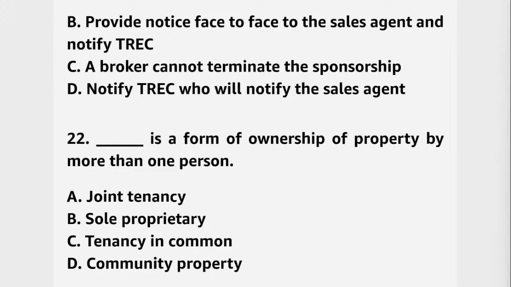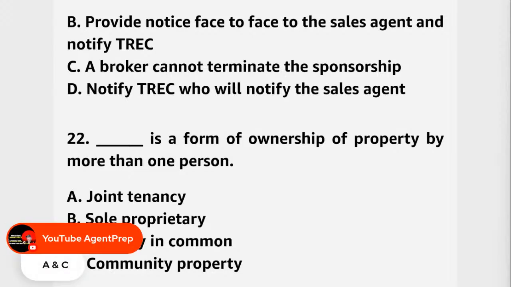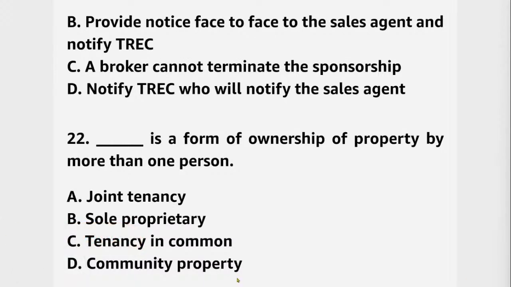Joint tenancy also has survivorship. If one of the partners dies, their share goes equally to the other three partners if there are four. In tenancy in common, it goes to whoever they will it to, and they don't have to have equal ownership. Okay, so know those rules. It is a must.